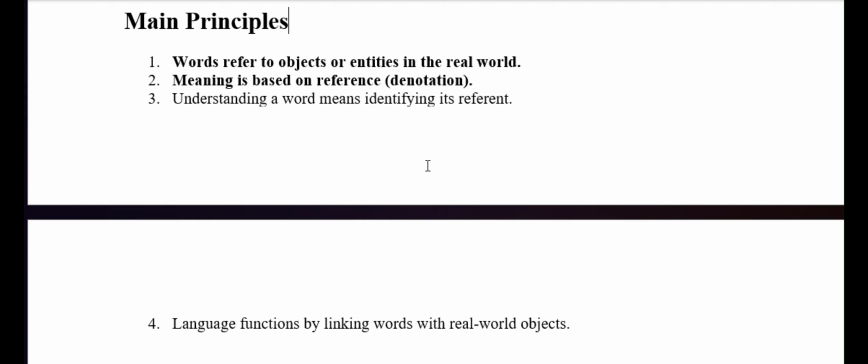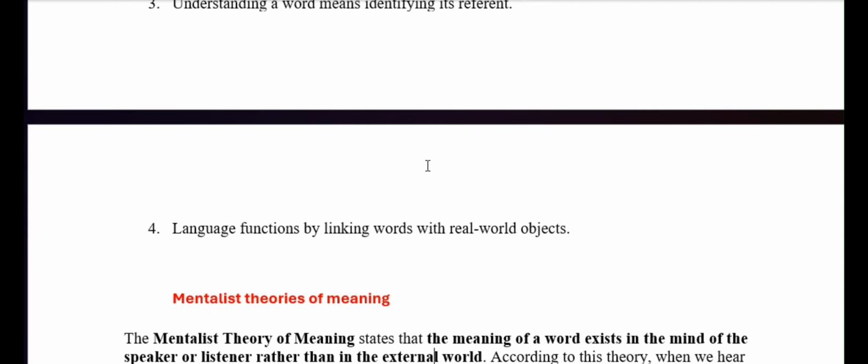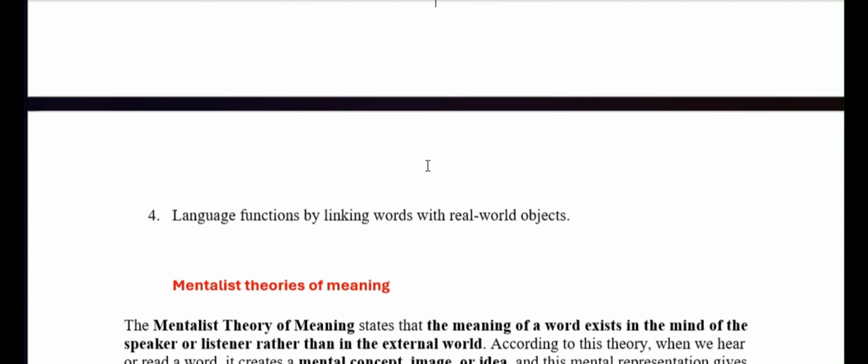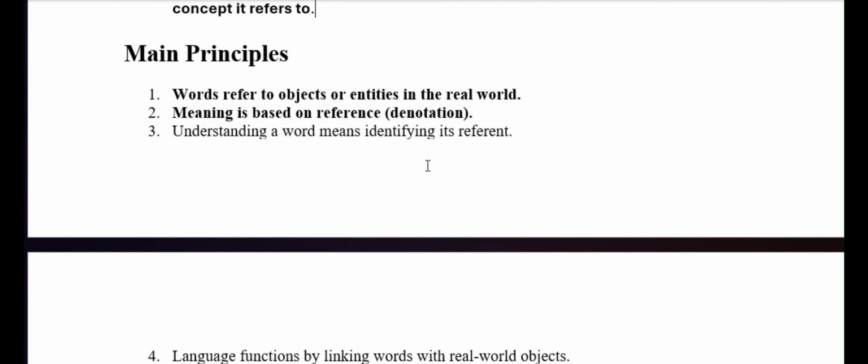Language functions by linking words with real objects. Okay. This was the first theory, the denotational theory. The first theory of meaning, but it is limited. It does not define the fictional world and the different complex words that we use in our daily life.